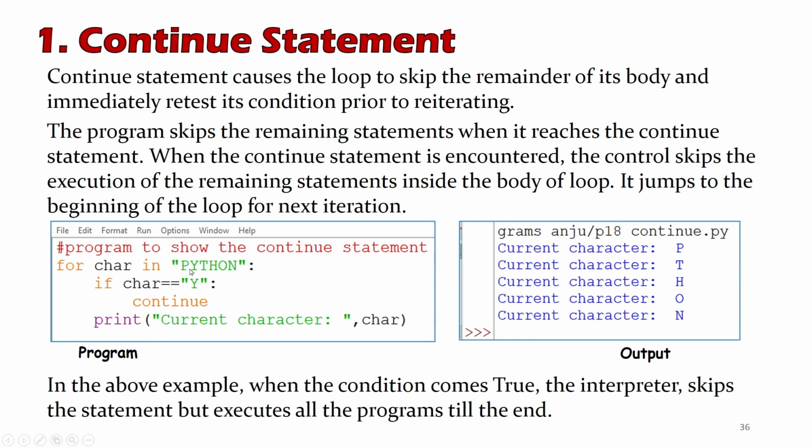See here, this program shows the continue statement. For char in Python, if char is equal to y, we have put continue. Then print the current character. Means when each character is passed to the char variable one by one, when y is put into char, it will continue. Means it is not going to print.